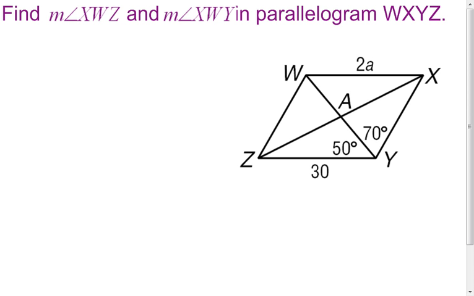Now this first one asks us to find the measure of 2 angles, and I'm going to start with angle XWZ. I'm just going to highlight it to make it easier for me to see which angle I'm looking for. So there's my angle that I'm looking for.